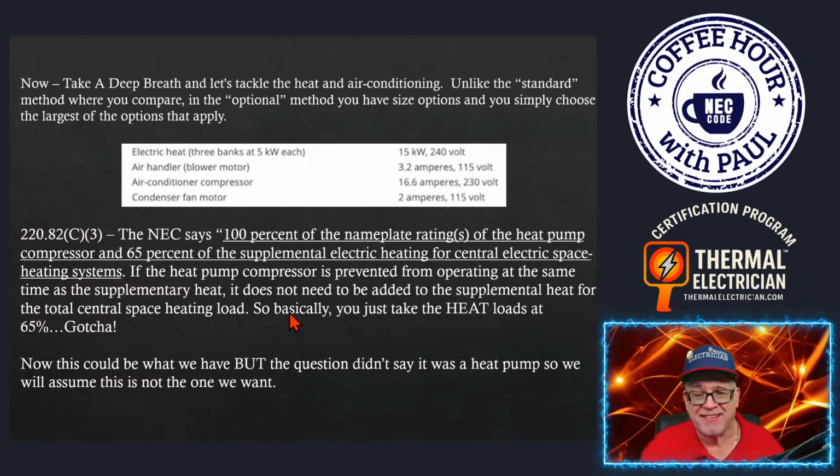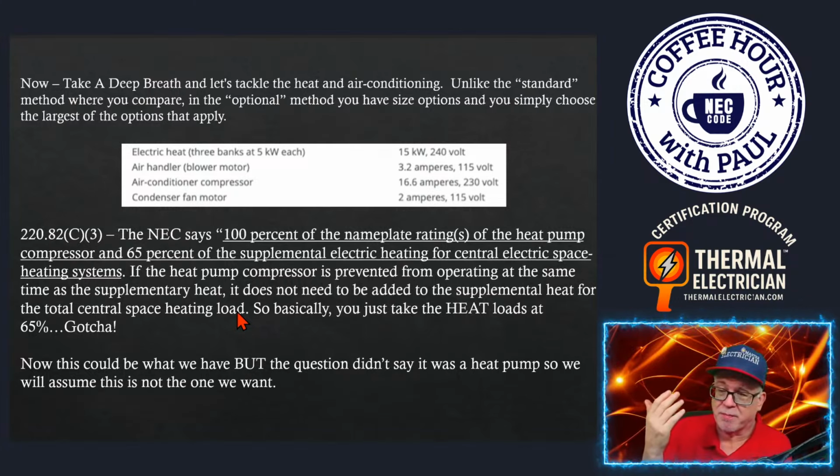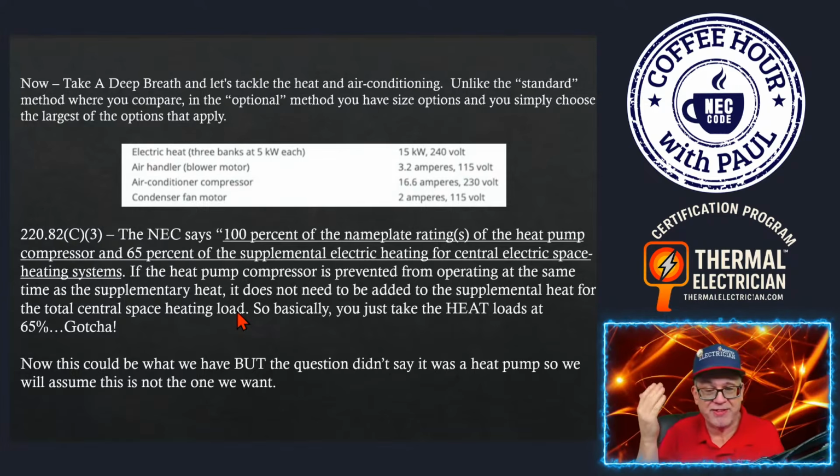Now, why is that? Well, because the heat is larger, and it's going to pull way more. The supplemental heat's probably going to pull way more than the compressor would pull. So, like it says in the code, if that heat pump compressor is prevented from operating at the same time the supplemental heat is, then it does not need to be added to the supplemental heat. So I can leave off the compressor altogether and take the 65% of the supplemental heat and just use that. There you go. It's simple.